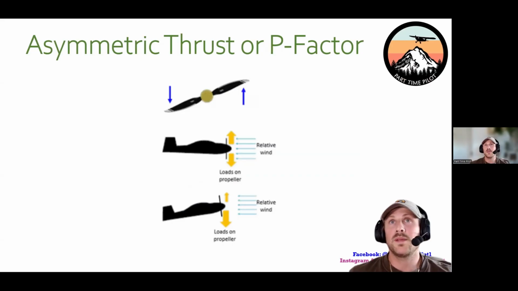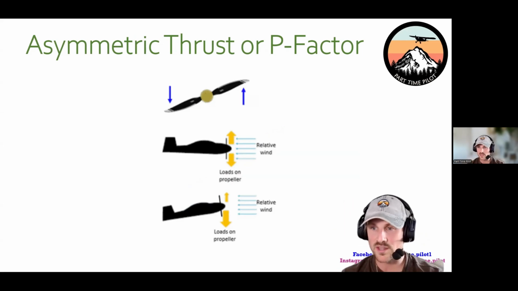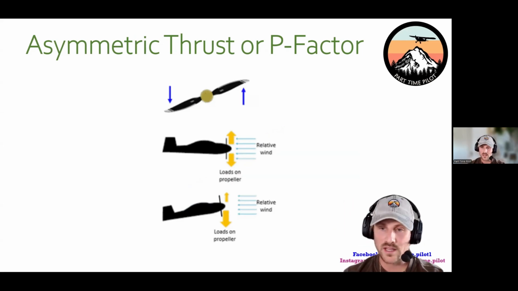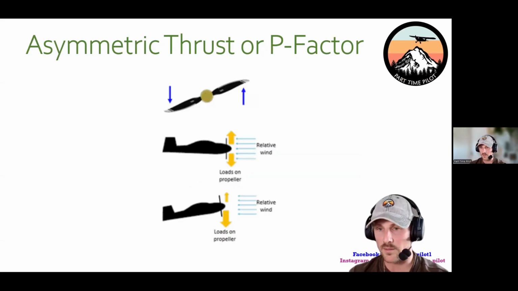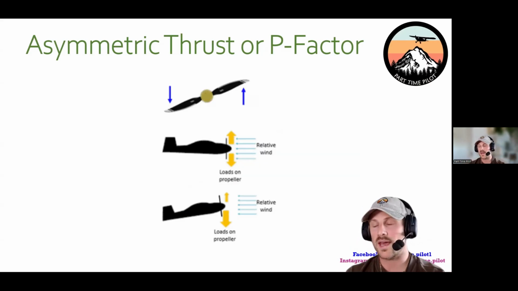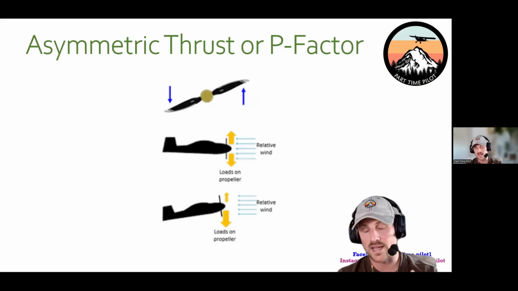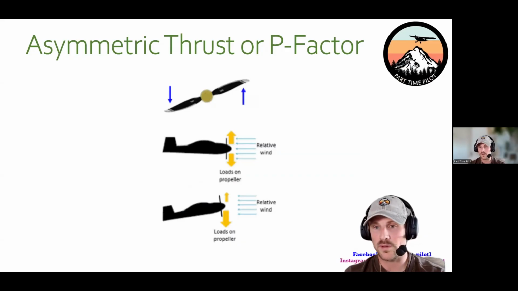Asymmetric thrust or P factor is next. So asymmetric thrust or P factor is due to the shape of the airfoils on the propellers and the different angles of attack each propeller blade feels when the aircraft is pitched up. So again, we talked about high angle of attack. This is the one that has a high angle of attack contribution. So when we're in a high angle of attack, like taking off, climbing, this is when we get this asymmetric thrust or P factor.